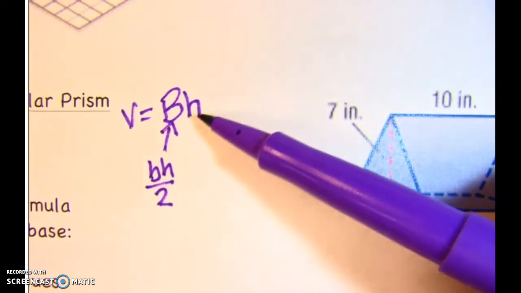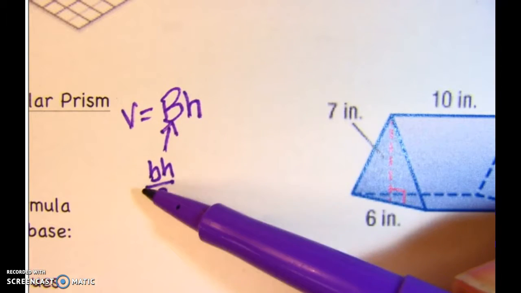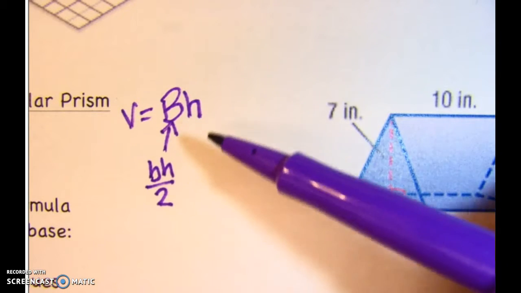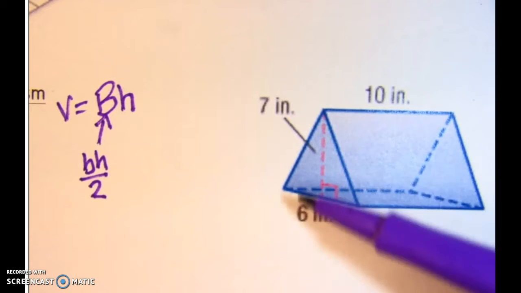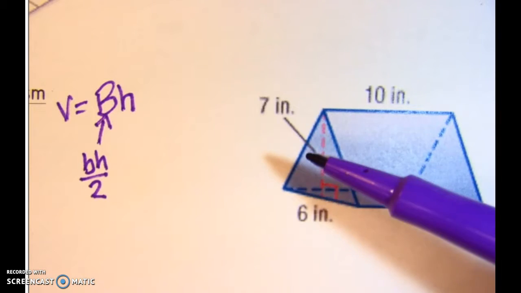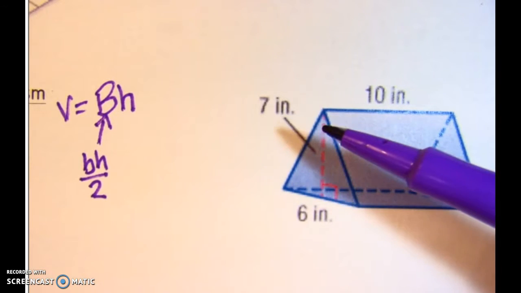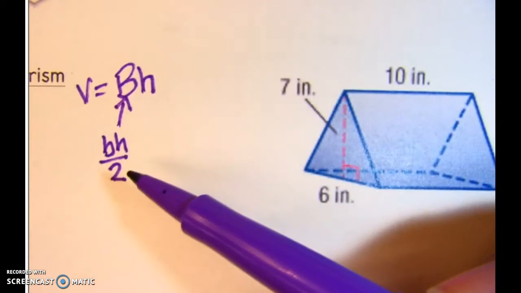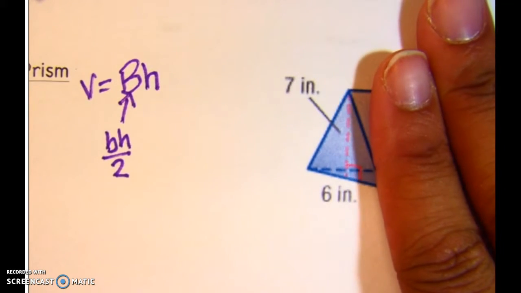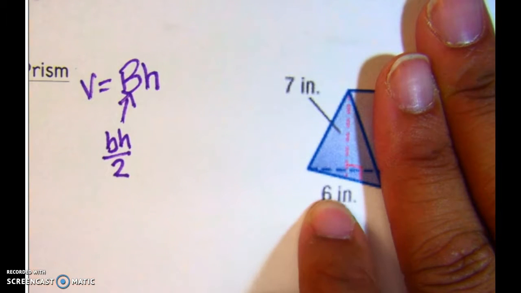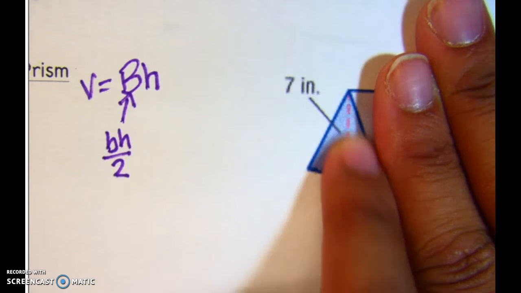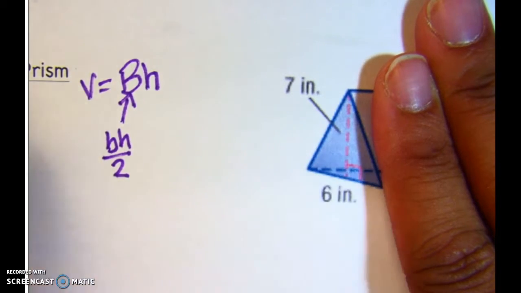Now this may be confusing because I'm saying base and height here, and I'm saying base and height here. This is talking about the prism, the bottom, the base, and the height of the prism. This base and height is just talking about the triangle. The triangle has a base and a height. And I'm going to use those to find the area of this triangle.